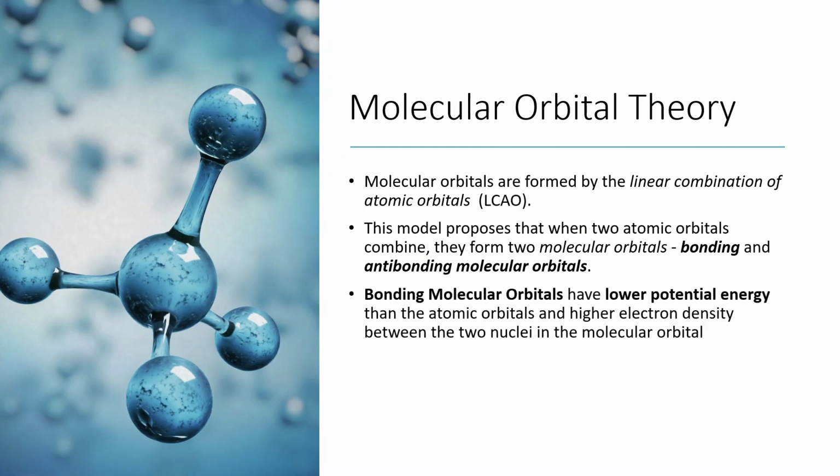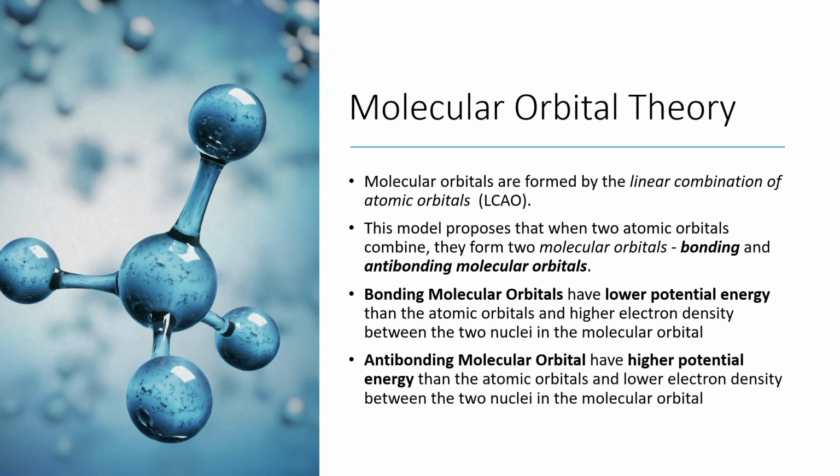Bonding molecular orbitals have lower potential energy than the atomic orbitals and a higher electron density between the two nuclei of the molecular orbital. Similarly, antibonding molecular orbitals have higher potential energy than the atomic orbitals and lower electron density between the two nuclei in the molecular orbital. This is the basis of formation of molecular orbitals of diatomic molecules between similar atoms or different atoms.